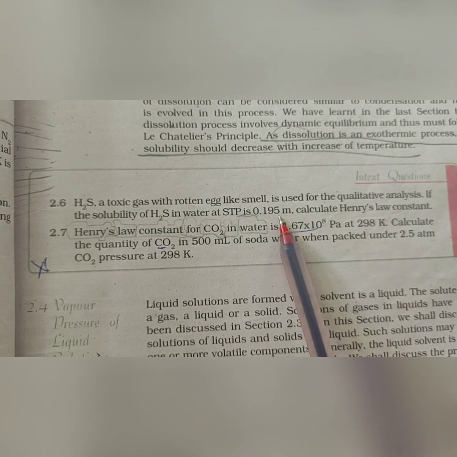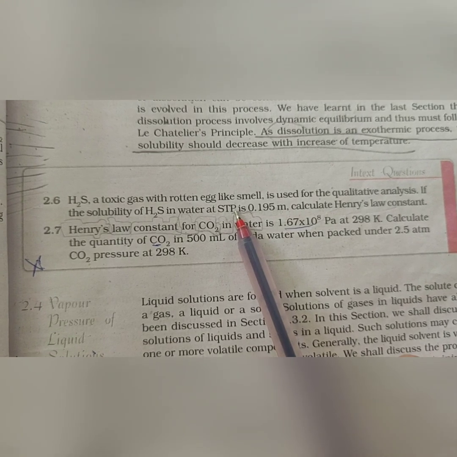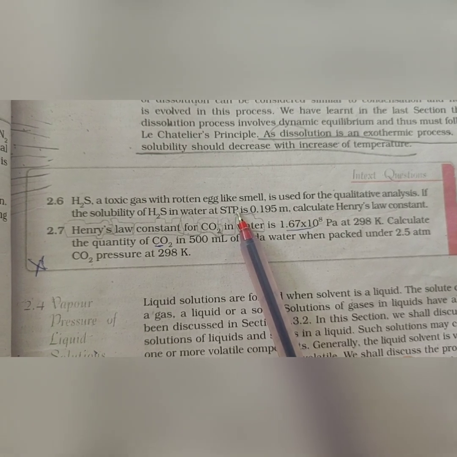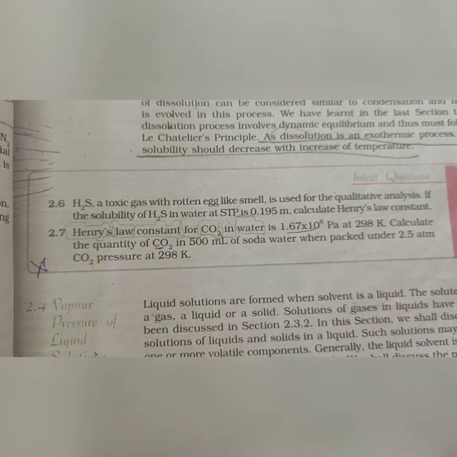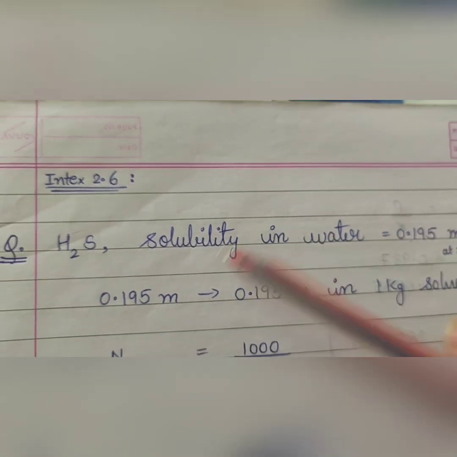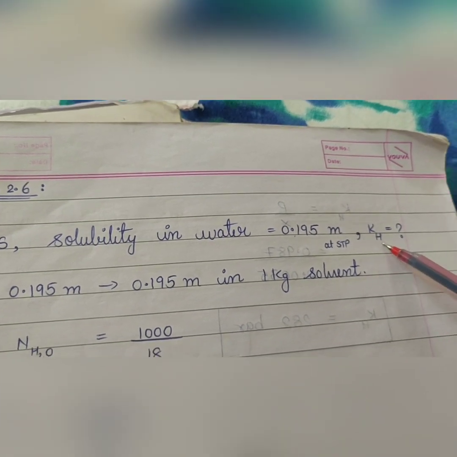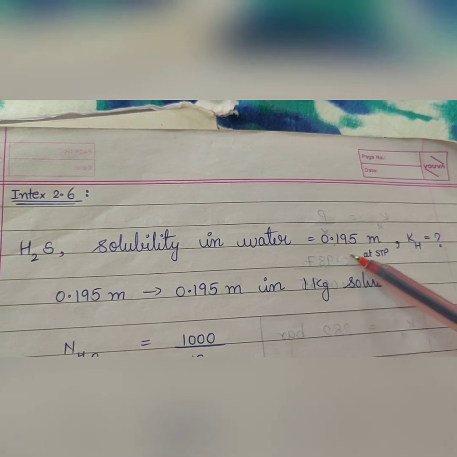Henry's constant. And STP we are given, right? We know pressure at STP is 0.987 bar. Alright, so let's continue with the sum. What are we given? Solubility of H2S in water is 0.195 molal at STP, and you are asked Henry's constant. So data first we have mentioned.